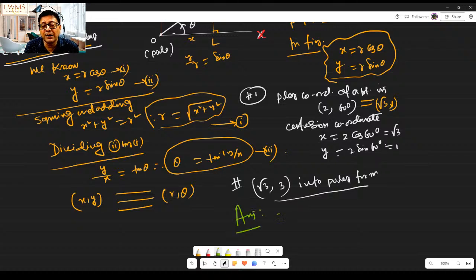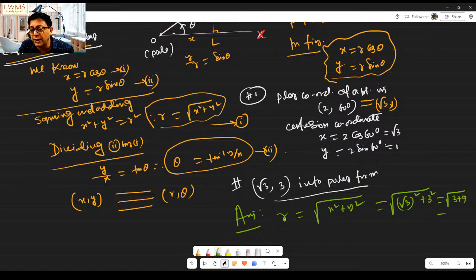By formula 1, r equal to under root x square plus y square, root 3 square plus 3 square, 3 plus 9, that is under root 12. So this is 2 root 3. Clear? We got r. How do we get theta? Just use formula 2.